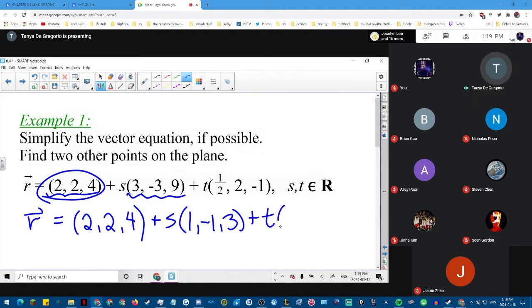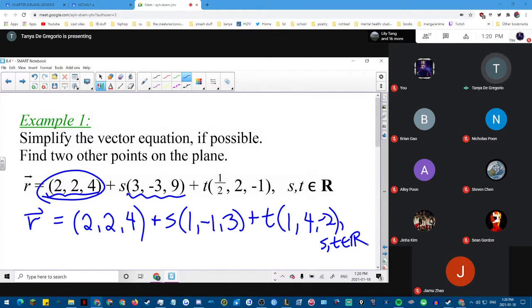So what can I write here? Well, I can multiply everything by 2, yes? And both S and T are elements of real numbers.